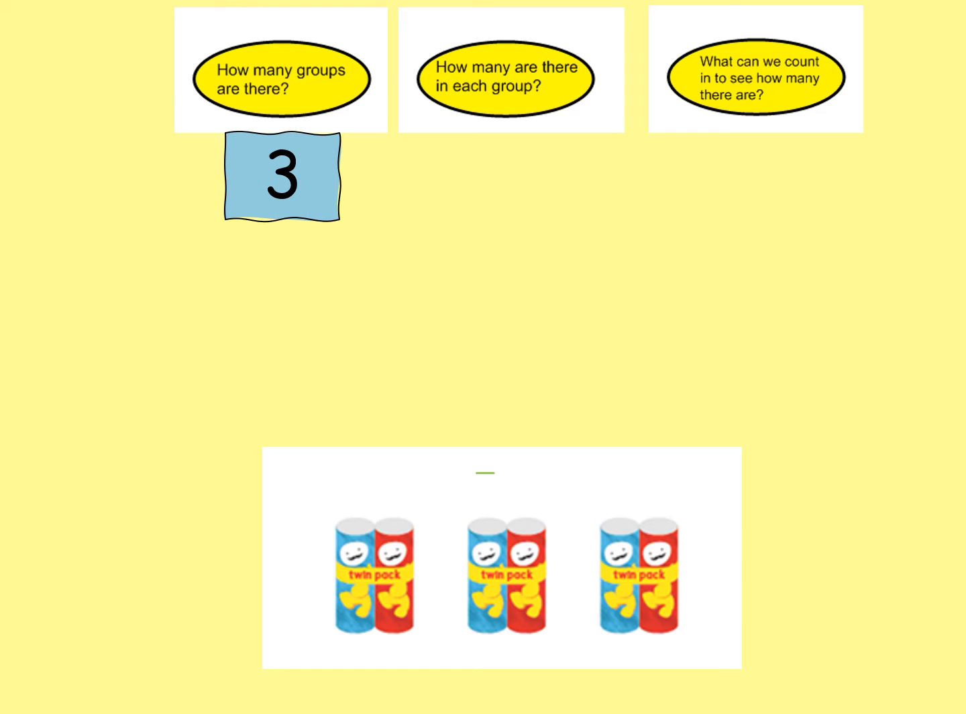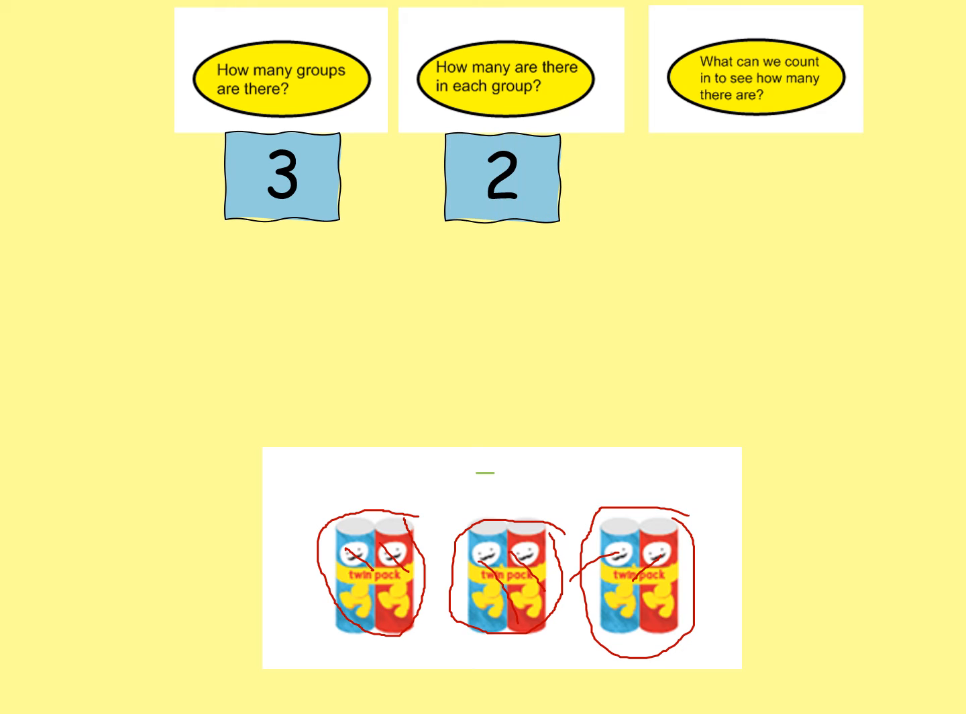How many are there in each group? So if we look, let's look at this group. How many is there in this group? There's 1, 2. There's 2 in that group. Let's check the next group. In this group, there is 1, 2. Let's check the final group. Yep, there's 1, 2. So in each group, there are 2 packets of Pringles.